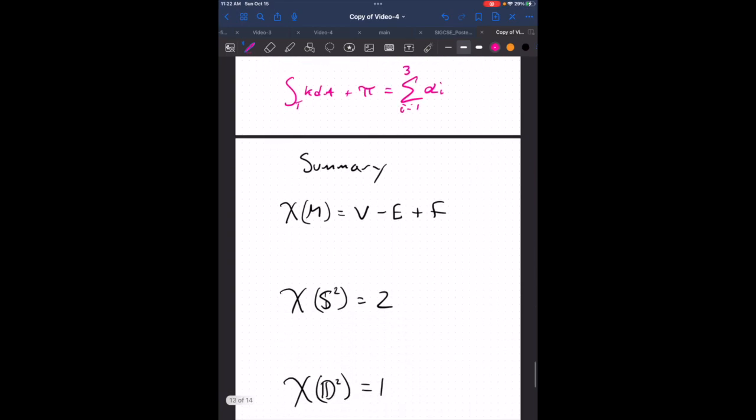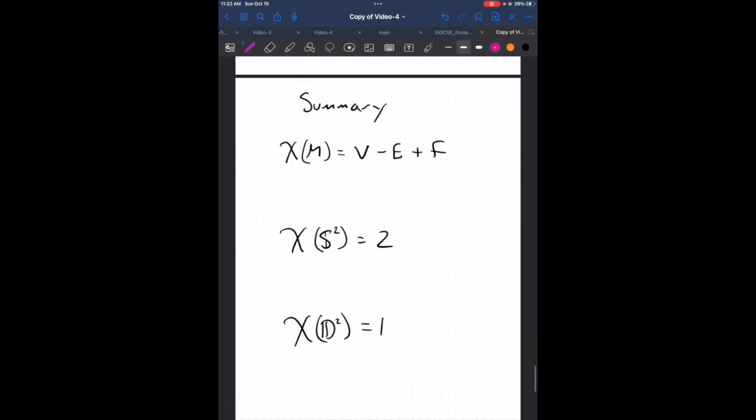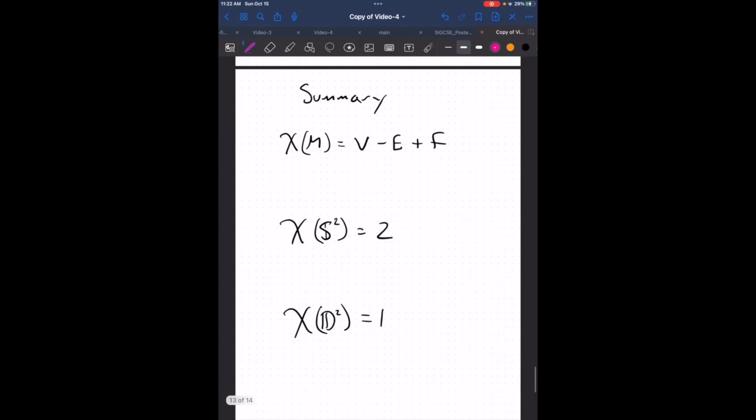All right, so what did we do in this video? We talked about the Euler characteristic as this alternating sum of vertices minus edges plus faces, the number of those things. And we saw that the Euler characteristic of the sphere or convex polyhedra is going to be equal to 2, and the Euler characteristic of the disk is equal to 1. And then we talked about our theorem a little bit. This nice local to global relationship is just so amazing to me. I can't get over it.